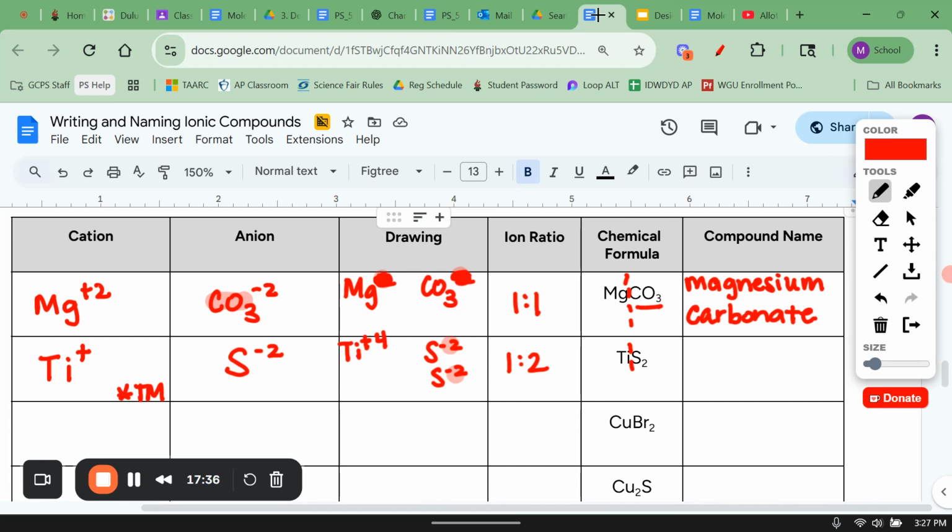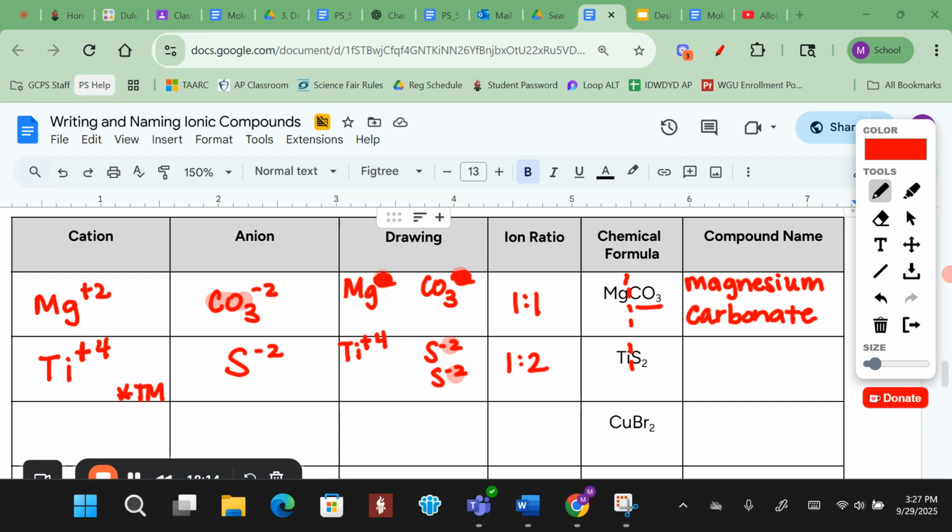If my cation is a transition metal, I'm going to put the plus charge there, but I'm not going to put a number because I don't know. I'm going to rely on my anion and the drawing to determine the charge of the transition metal. The anion is S with a -2, and we had to draw it 2 times. That means that we have a total of -4. I need to balance that out with a positive value, and there only can be one in the formula. So that means that everything should be +4.